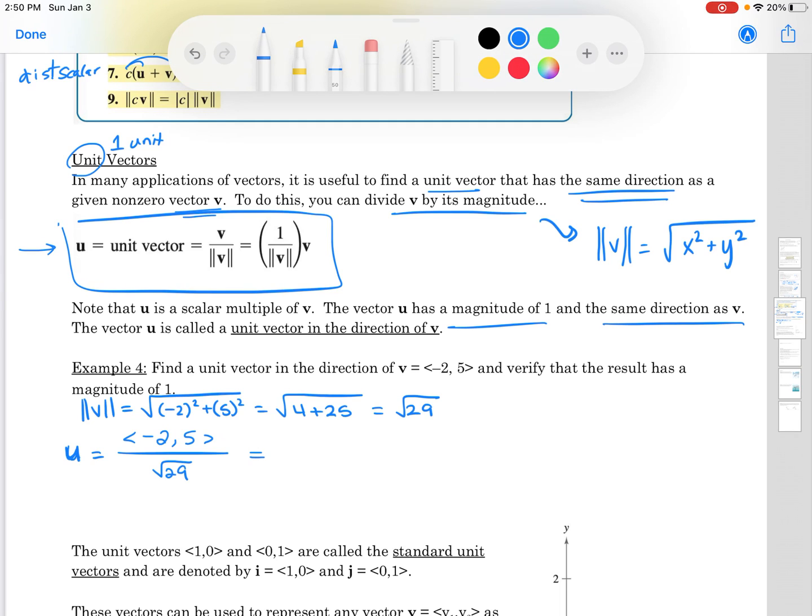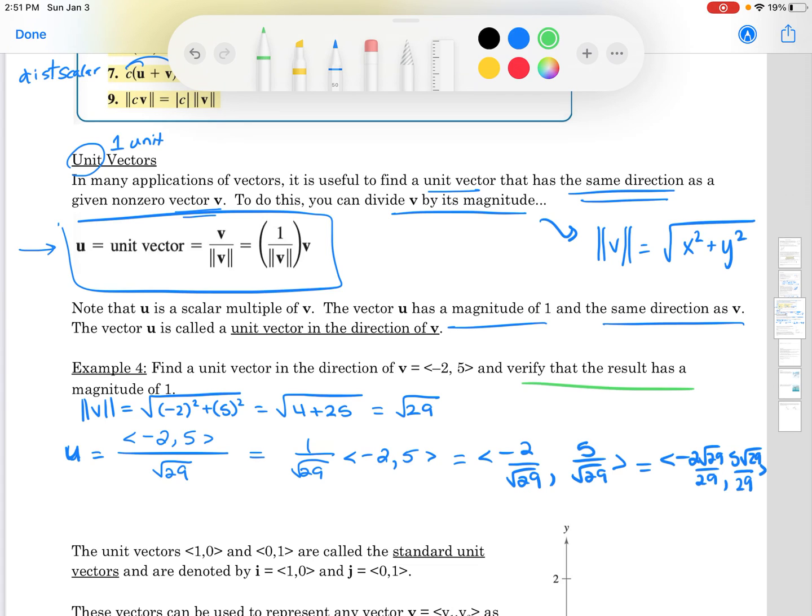Remember, that's really a scalar, so we can think of this as 1 over root 29 times the vector negative 2, 5. Okay, we could rationalize this if you want. It doesn't make a difference if we do it now or later. That's going to give us negative 2 over root 29, comma, 5 over root 29, or if we rationalize it, which might have been easier to do from the beginning, negative 2 root 29 over 29, comma, 5 root 29 over 29. All right, so what we want to do from here is just prove that it's going to have a magnitude of 1.